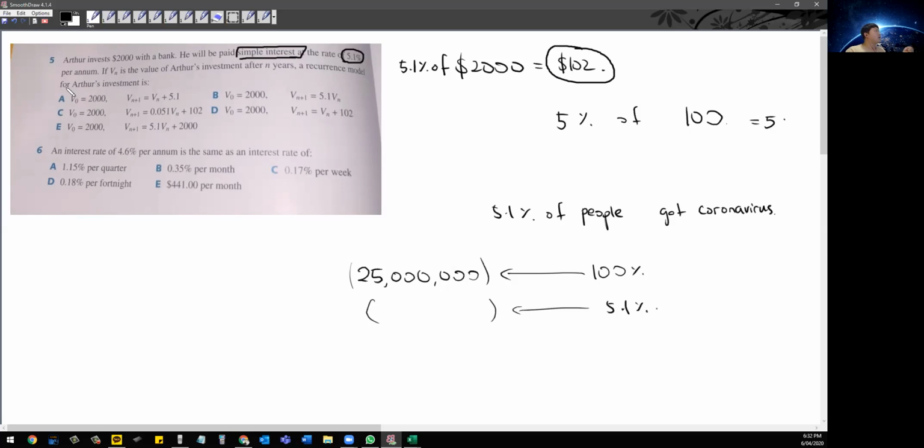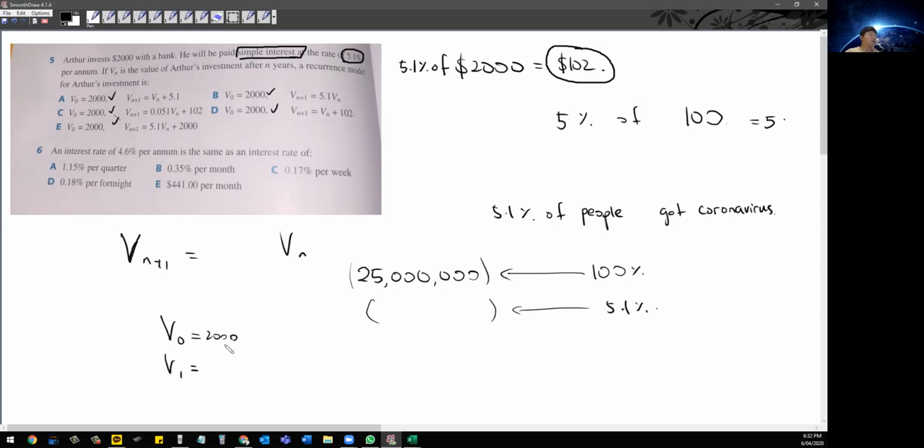Now, Vn is the value of Arthur's investment after n years. A recurrence model of Arthur's investment is. So we know that V naught is 2000. For A, B, C, D, all of these choices, their V naught is correct. But then what's going to be the Vn plus 1 in relation to Vn? This is the value of the total money. V naught is 2000. How much is V1? V1 is the worth of money after one year.